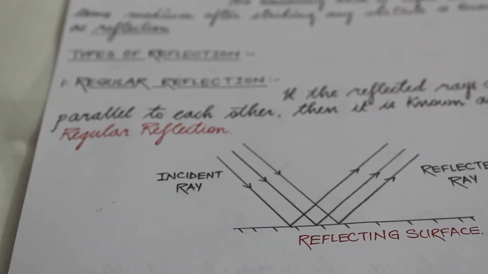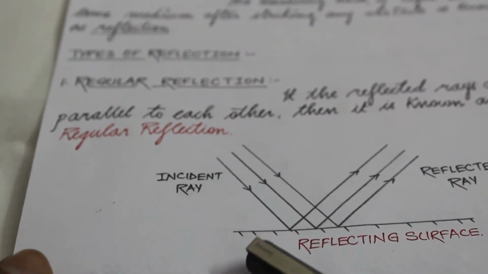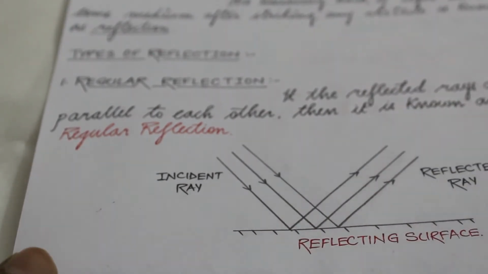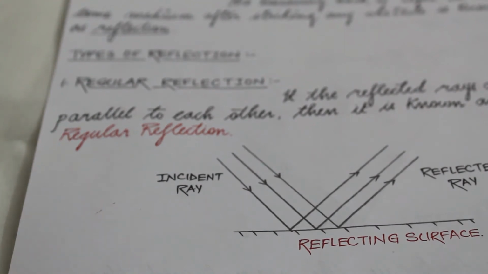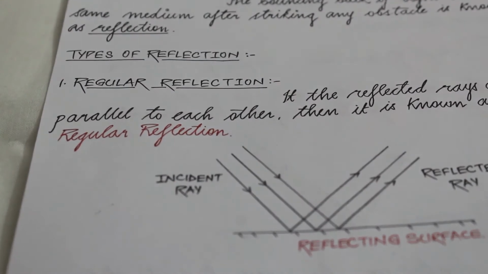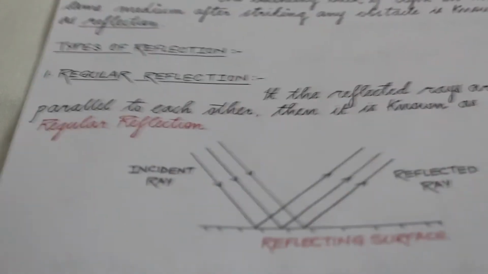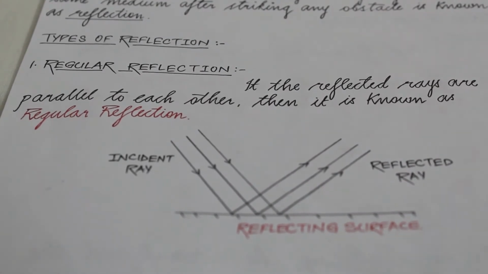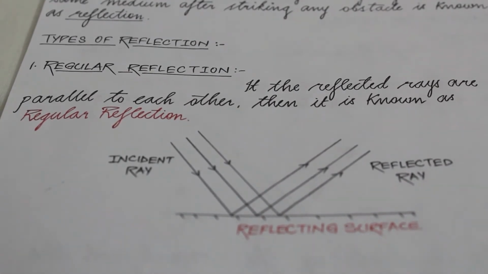Let us assume this. Now, as you can see in the diagram, after reflection, these rays are again parallel to each other. If there is a such kind of reflection, then such reflection is known as regular reflection. If the reflected rays are parallel to each other, then it is known as regular reflection. It mostly occurs when the reflecting surface is perfectly smooth. In that case, the reflection is known as regular reflection.